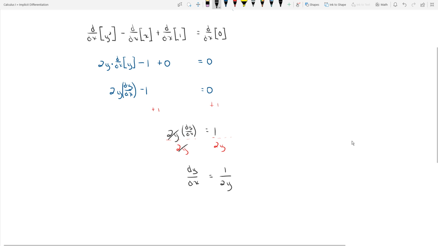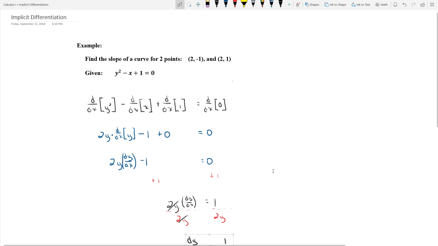We're not finished though. We were asked to find the equation for the slope of a curve, but we were asked to find it for two different points. So we're going to find what the slope is at (2, -1) and (2, 1). So using those points, we are simply going to insert x and y if there is an available variable that corresponds to x and y. In this case, we see that there's only y.